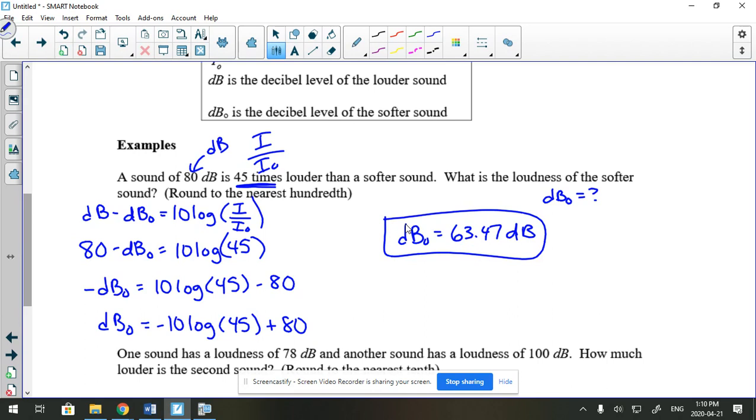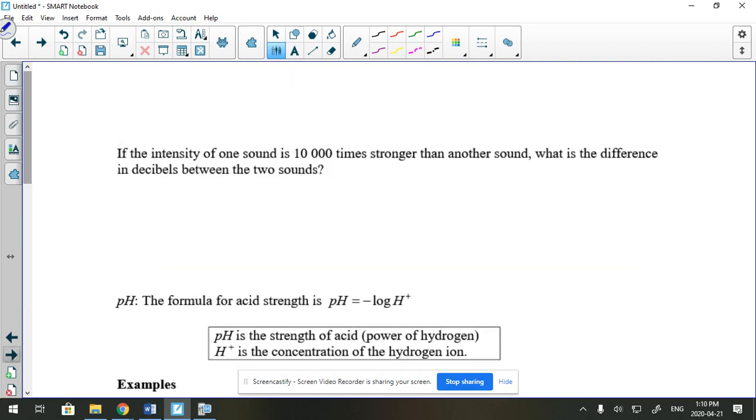The next one's done kind of in a similar way. I'll let you look through that one on your own. And we'll go on to the next page. I'll do one more example for sound, and then we'll continue on to our last topic. So again, we're dealing with sound, so we're going to write out our formula for sound.